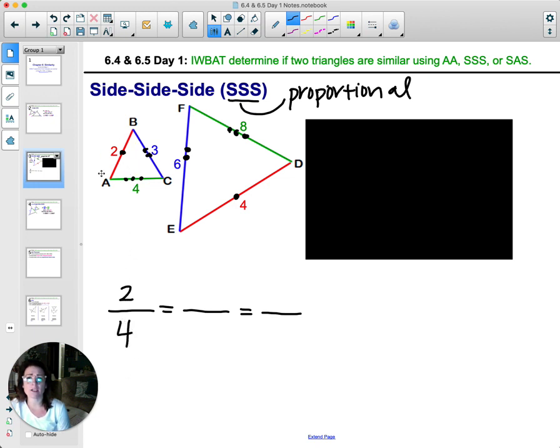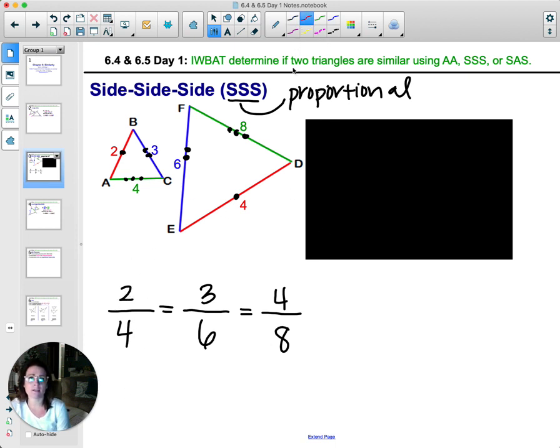One thing I like to do is just write down all 3 numbers from the first triangle in order, smallest to biggest, so 2, 3, 4. And then go to the next triangle and write those ones down, smallest to largest, because they have to match. So 4, 6, 8. So small with small, middle with middle, big with big. This makes sure that I have all of the numbers from one triangle on top and all the ones from the other one on bottom.